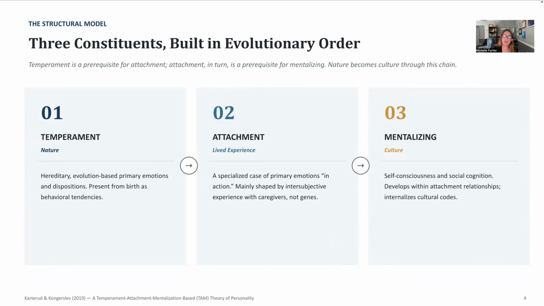The second, then, we have our attachment, which is our lived experience, and a specialized case of primary emotions in action. Our attachment is mainly shaped by intersubjective experience with caregivers and not necessarily our genes. Third is our mentalizing. Mentalizing, self-consciousness, and social cognition develop within attachment relationships and internalize cultural codes.